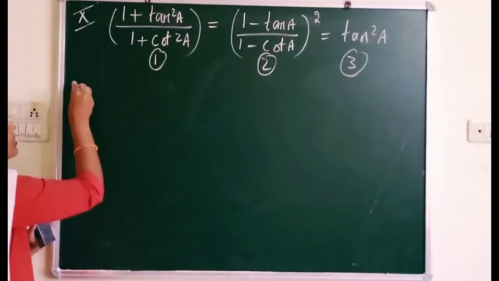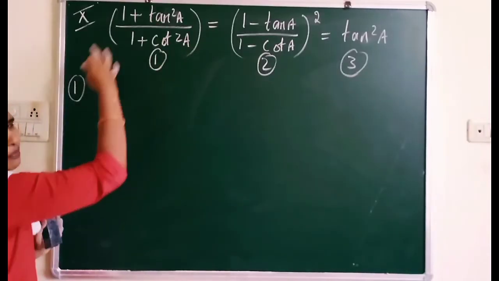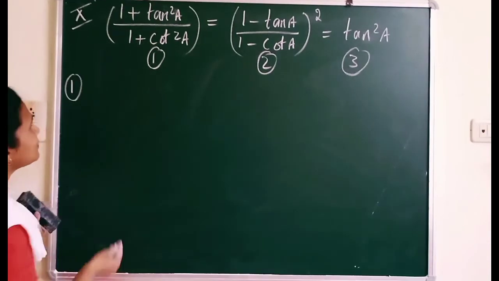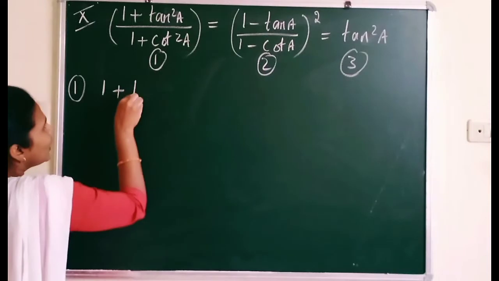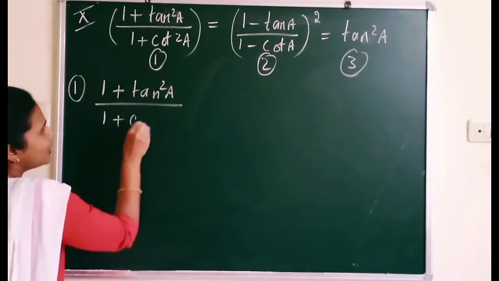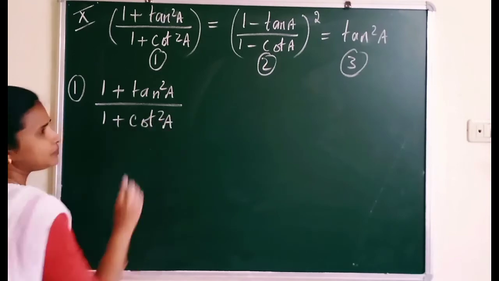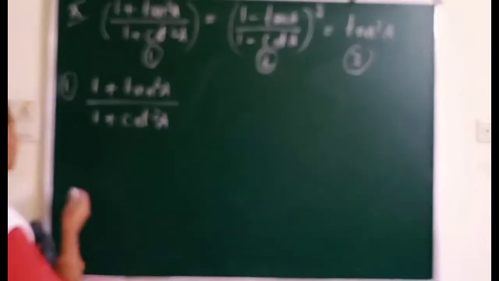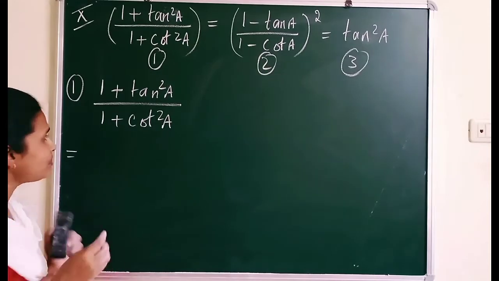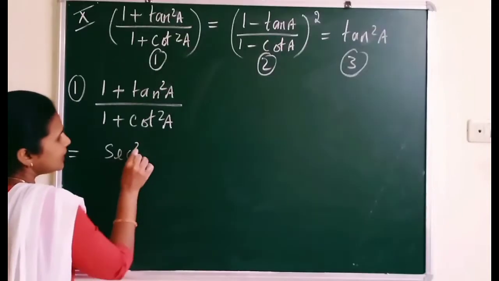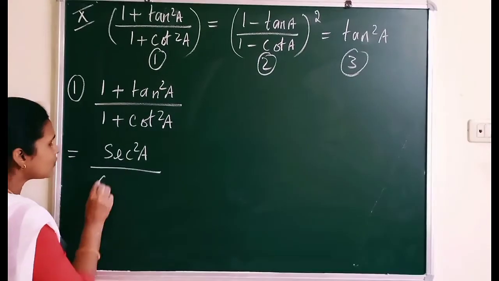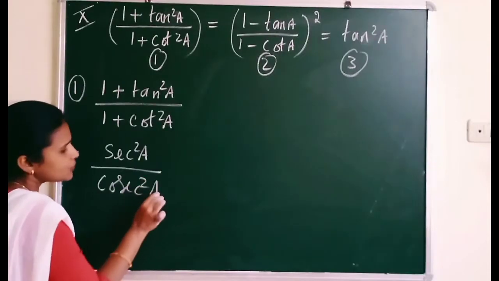Let us take the first statement, whatever he has given, and simplify to see what we get. The first one I am taking is (1 plus tan square A) divided by (1 plus cot square A). Now, what is 1 plus tan square A? You have the identity: 1 plus tan square A is secant square A. And what is 1 plus cot square A? 1 plus cot square A is cosecant square A.